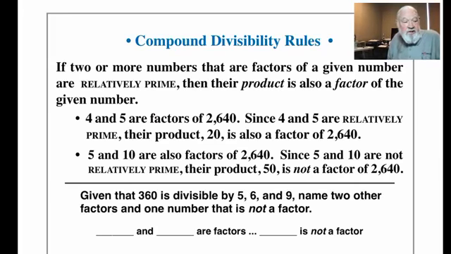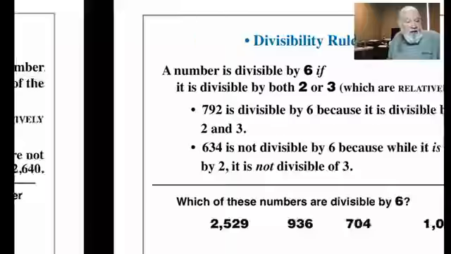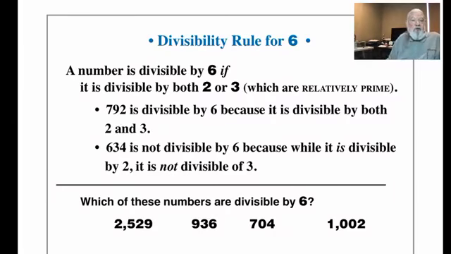So this compound rule is going to help us generate a lot of factors of numbers based on finding some of these small numbers and then compounding them to make larger factors. And with that in mind, what I'd like to do is go on to the new specific divisibility rules for today. And the first one is 6. A number is divisible by 6 if it is divisible by both 2 and 3.